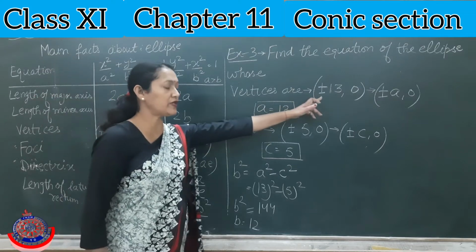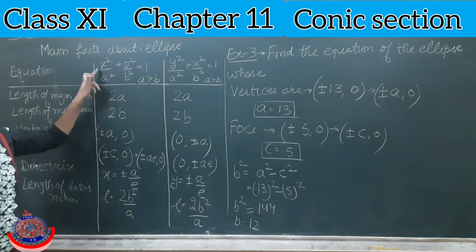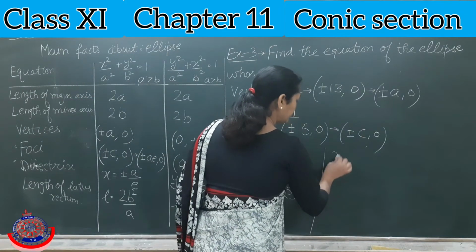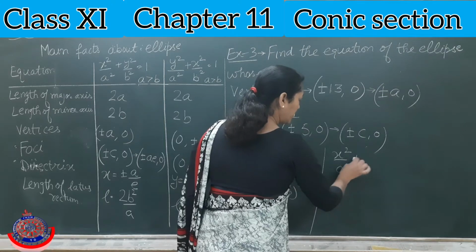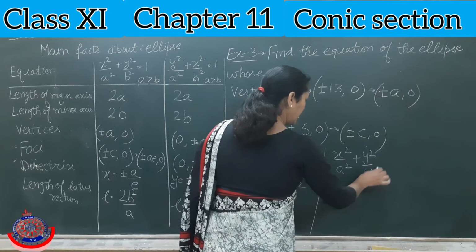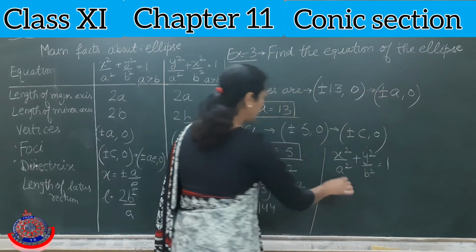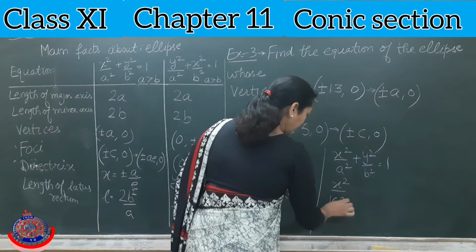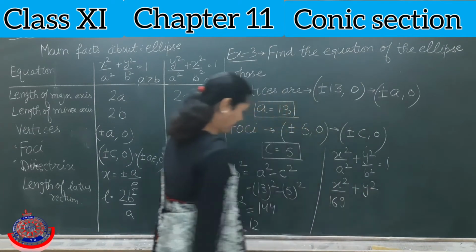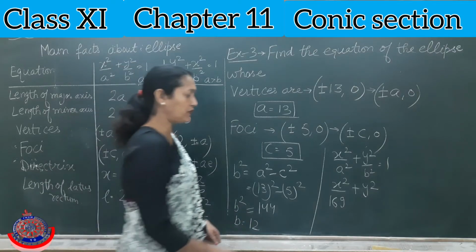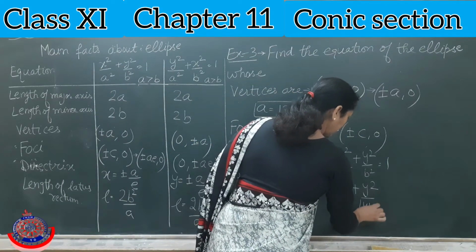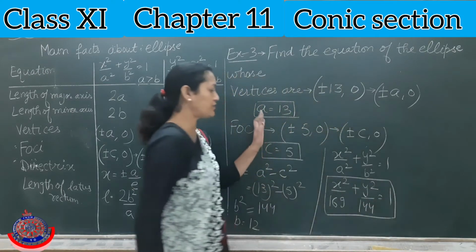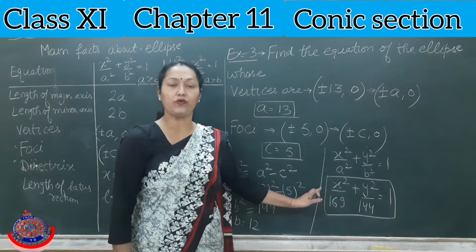And if the foci are on the x position, the equation will be x square upon a square plus y square upon b square equals to 1. So x square upon a square, 13 square, 169, plus y square upon 12 square, that is 144, equals to 1. So, using the given values, we have obtained the equation of the ellipse.